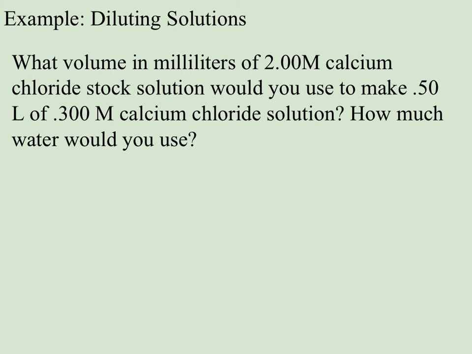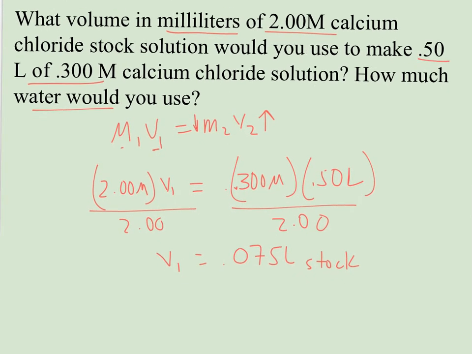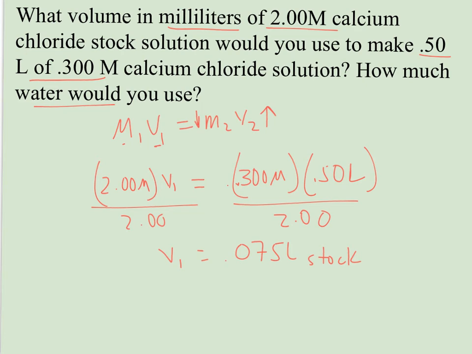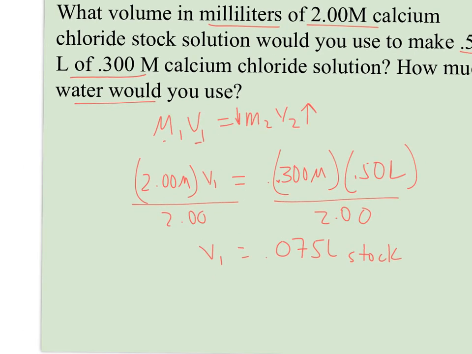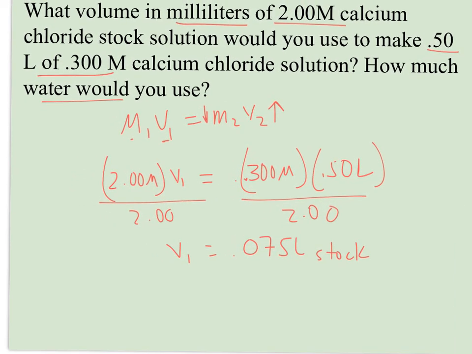My second question says, how much water would I use? And some of you go, well, how the heck would I know how much water to use? Well, actually, this is the easiest part of the equation. We said we're going to make 0.50 liters total of my new solution. And in order to make the new solution, I have to take some of my concentrated stuff, and just like when you take concentrated orange juice, the way you make your diluted orange juice is you add some water to it. So I have to add water to it.